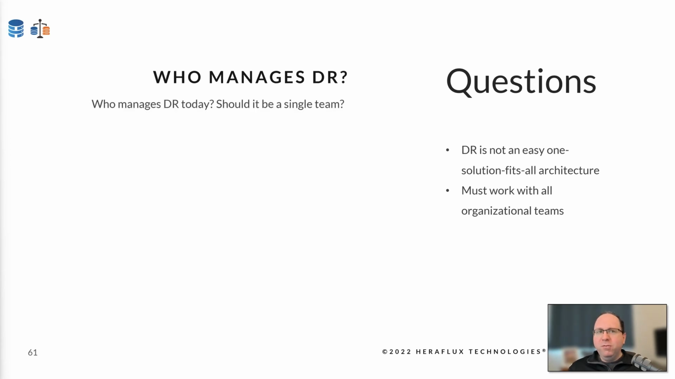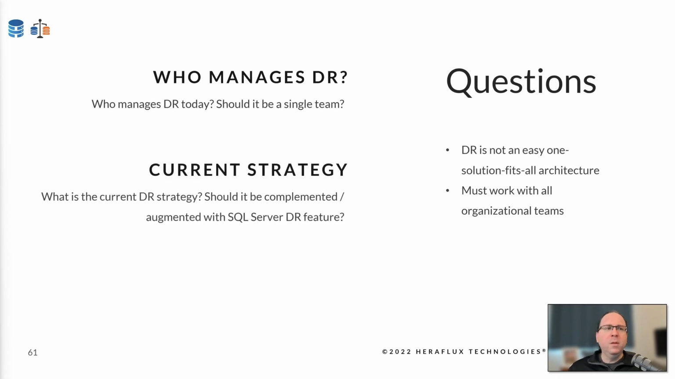This is really interesting because we have some organizations that we work with that will actually have a lower SLA, meaning they can lose more data. Also, a single team can manage and promote this stuff if there's a problem. What's your current strategy? Has it been discussed between all these different groups? Is it complementary? Can a VM level backup actually augment or even replace a SQL Server DR feature?